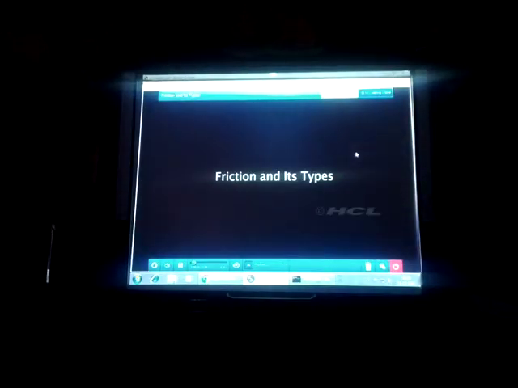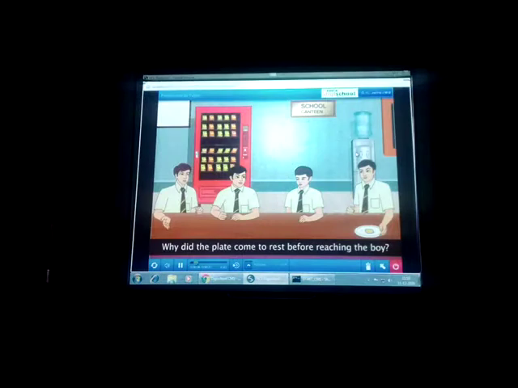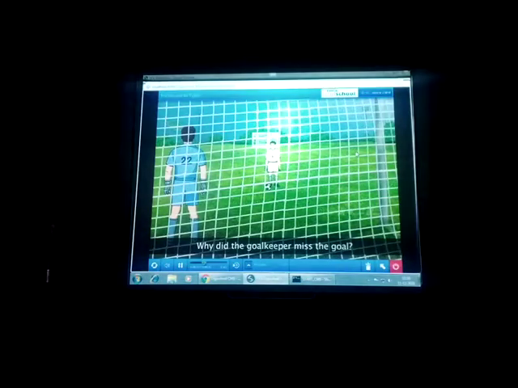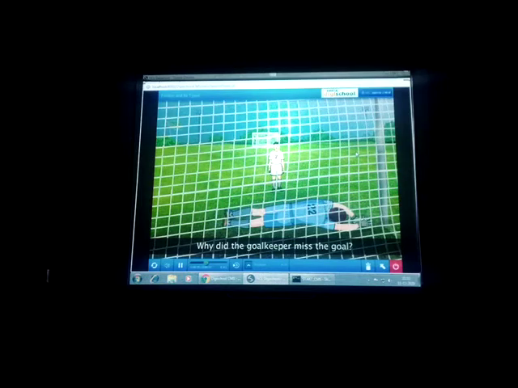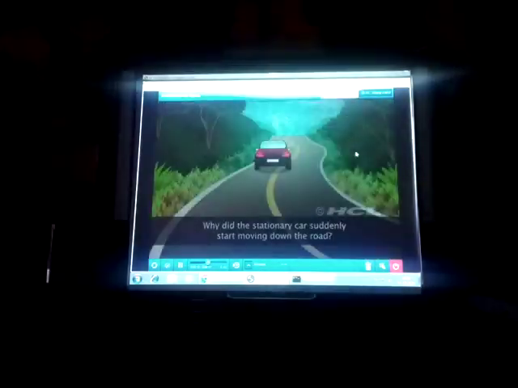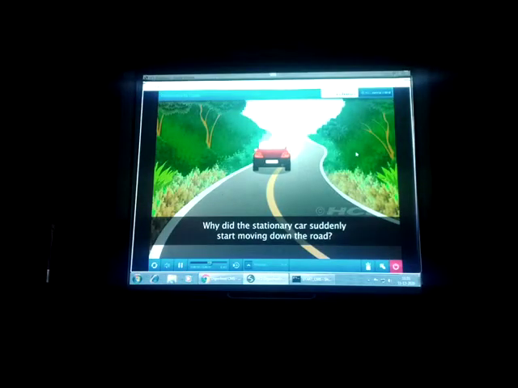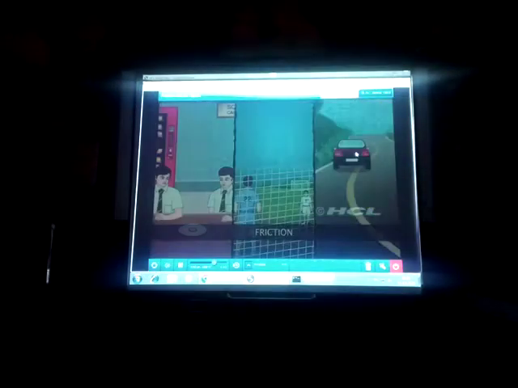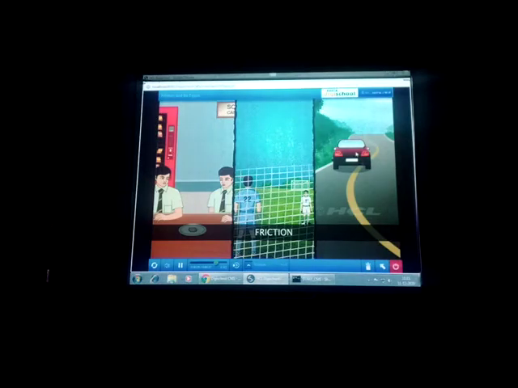Friction and its type. Why did the plate come to rest before reaching the boy? Why did the goalkeeper miss the goal? Why did the stationary car suddenly start moving down the road? All these actions occurred due to the presence of friction. Let's learn more about friction and its types.